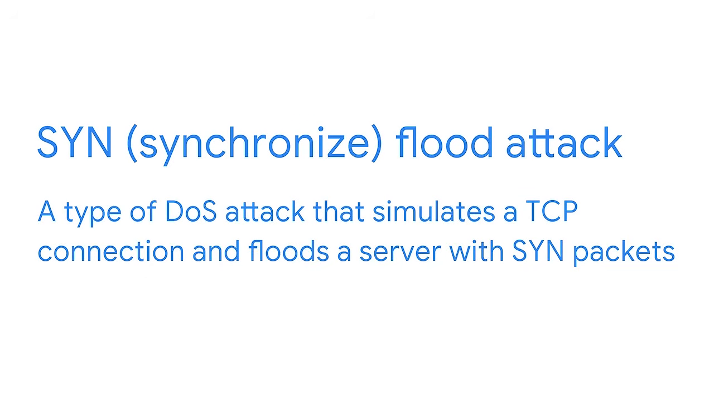Now we'll discuss network-level DOS attacks that target network bandwidth to slow traffic. Let's learn about 3 common network-level DOS attacks. The first is called a SYN flood attack. A SYN flood attack is a type of DOS attack that simulates the TCP connection and floods a server with SYN packets. So let's break this definition down a bit more by taking a closer look at the handshake process that is used to establish a TCP connection between a device and a server.